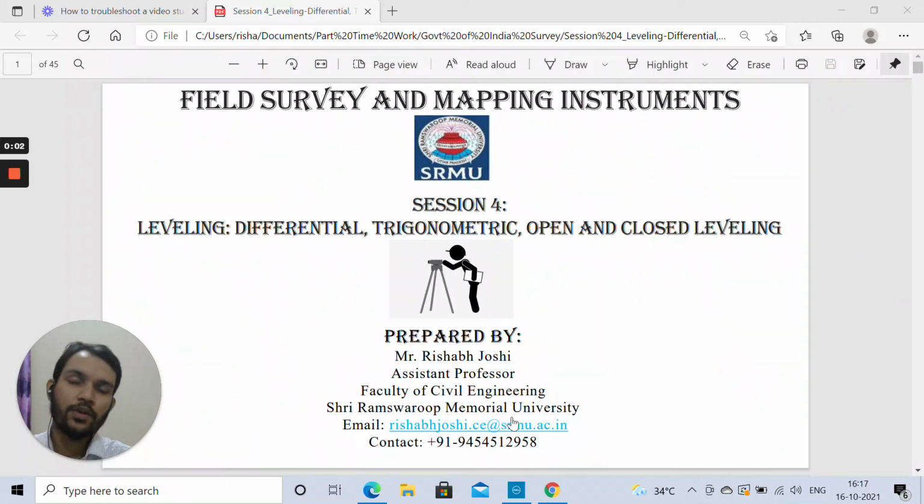Okay, so let's start with leveling. Firstly, we will discuss what leveling is. As I have already told you at the start of this session, leveling is basically the computation of difference in elevation between various stations.